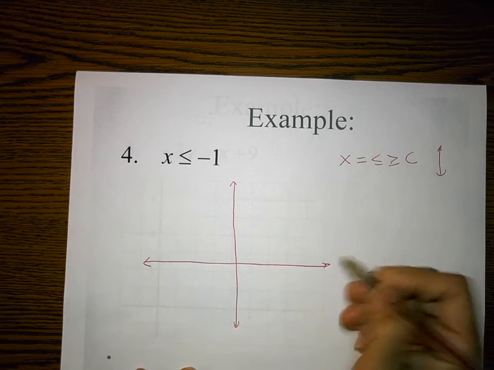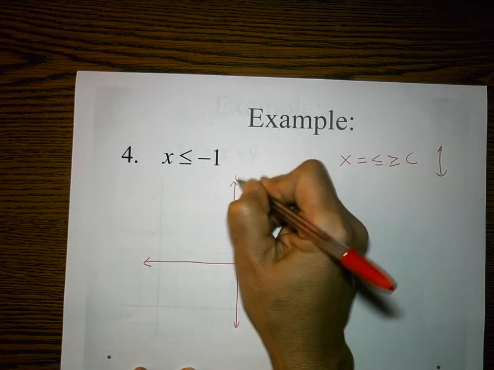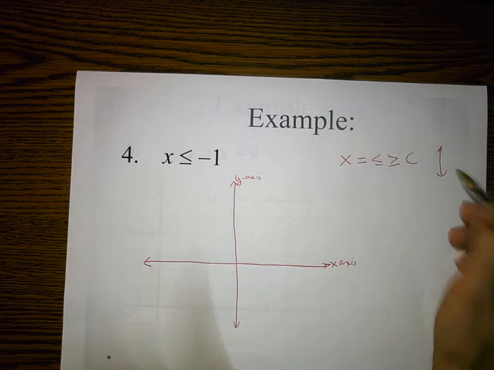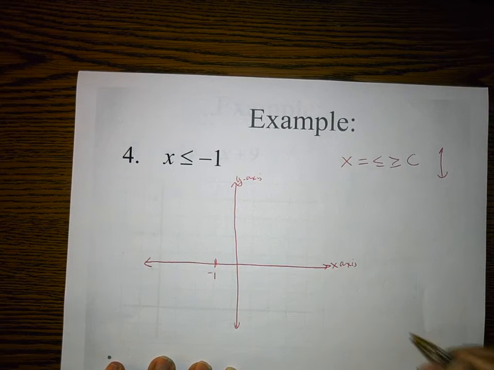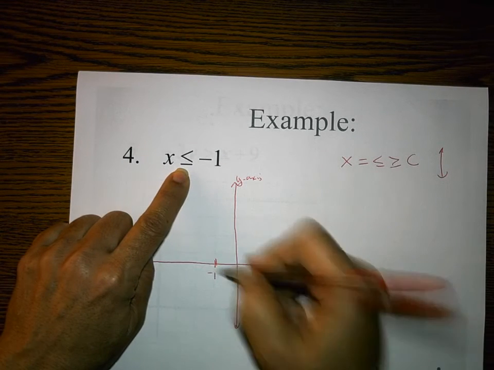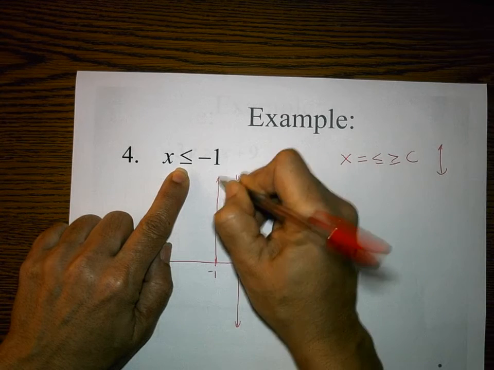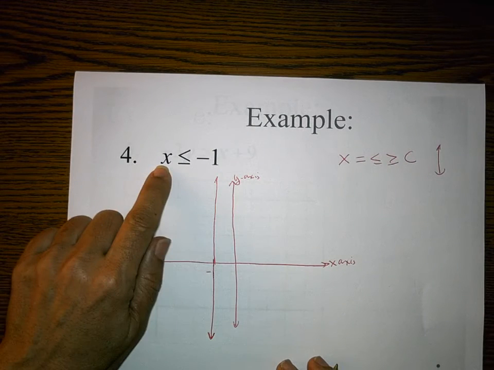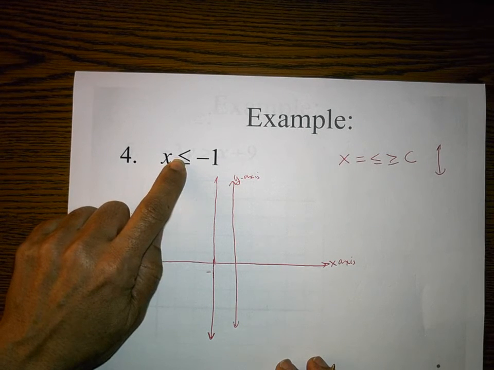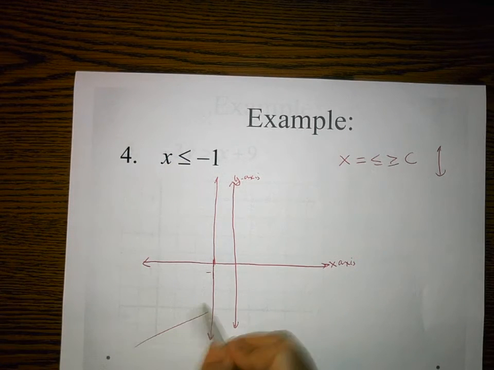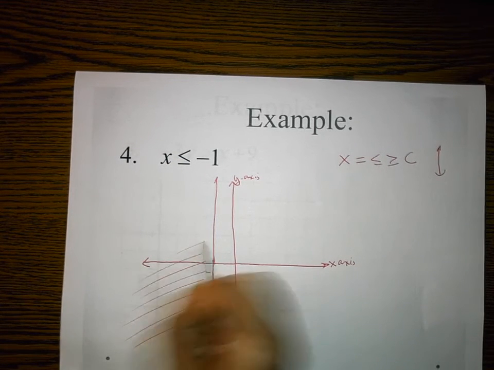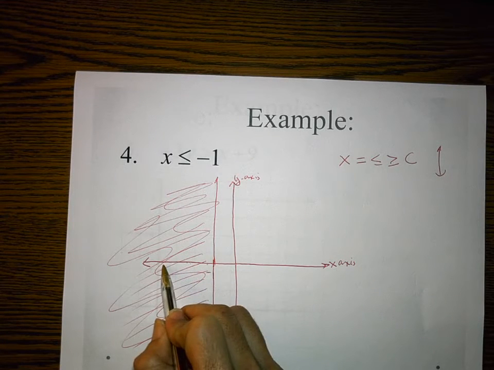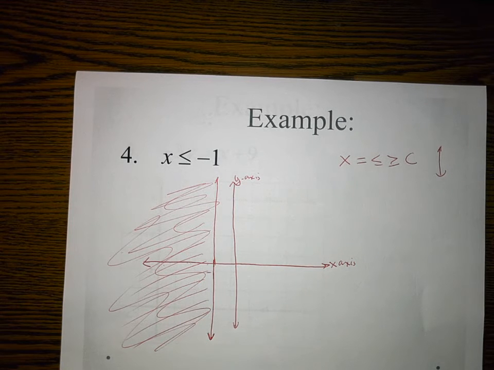So here's my x-axis, and here's my y-axis. So I know I'm supposed to do a vertical line. Where? At -1. So here's -1. Is it solid or dashed? Well, I have an equal, so I want to include the -1. So it's going to be a vertical solid line right at -1. But I want all the x values that are less than -1, including the -1. So I want everything to the left, okay? So we would shade everything here, and you would see that all the x's that are in this shaded area are less than -1. All right?